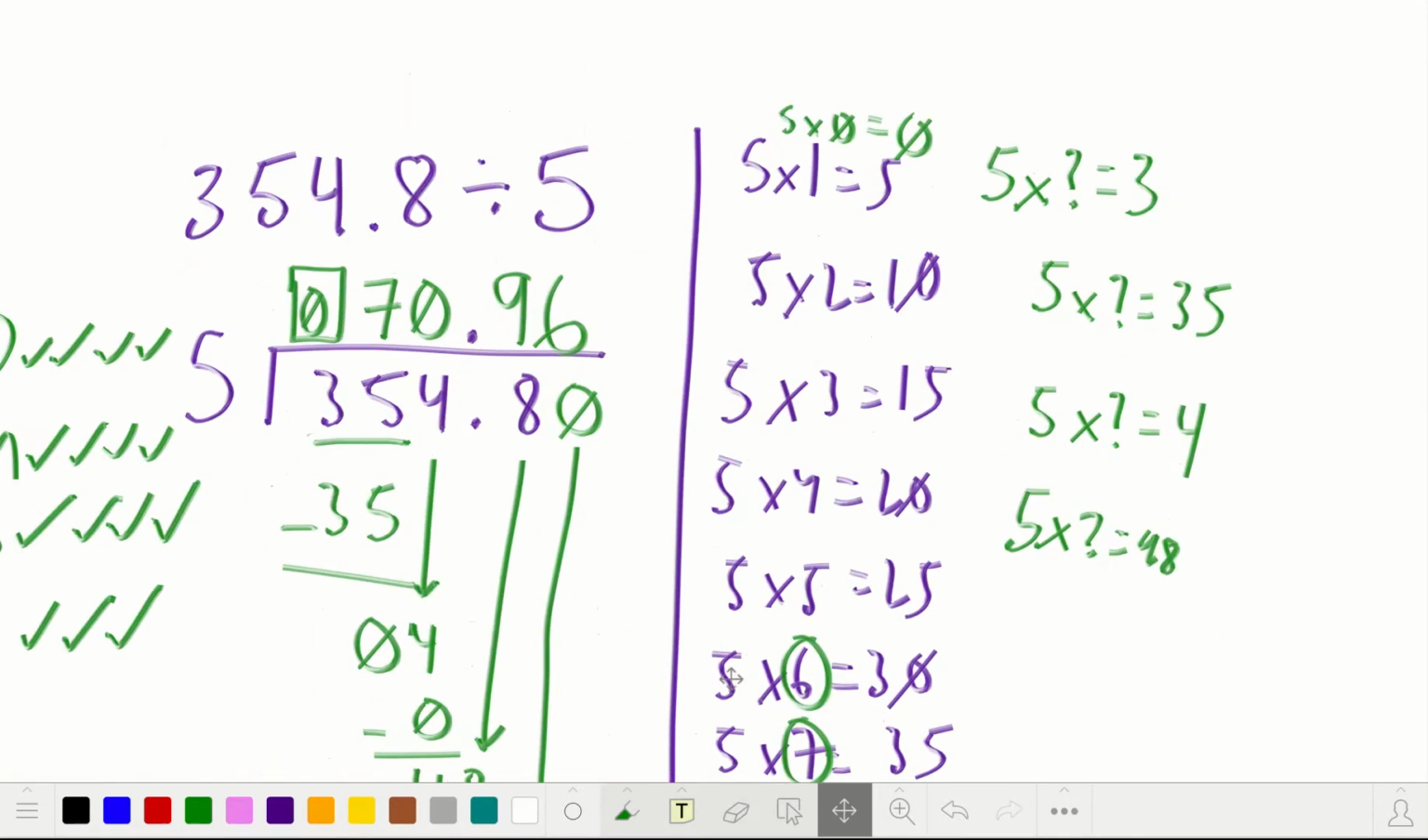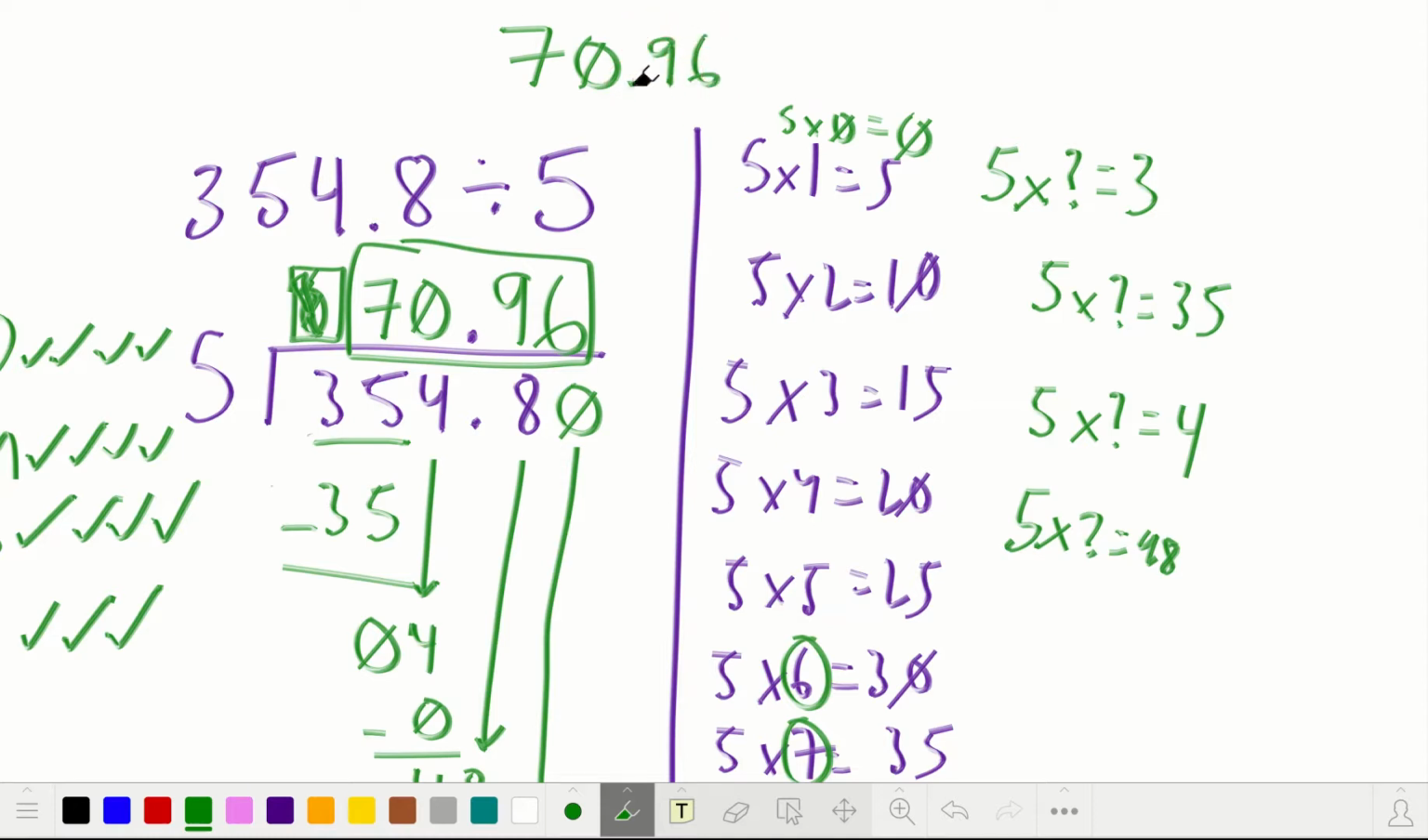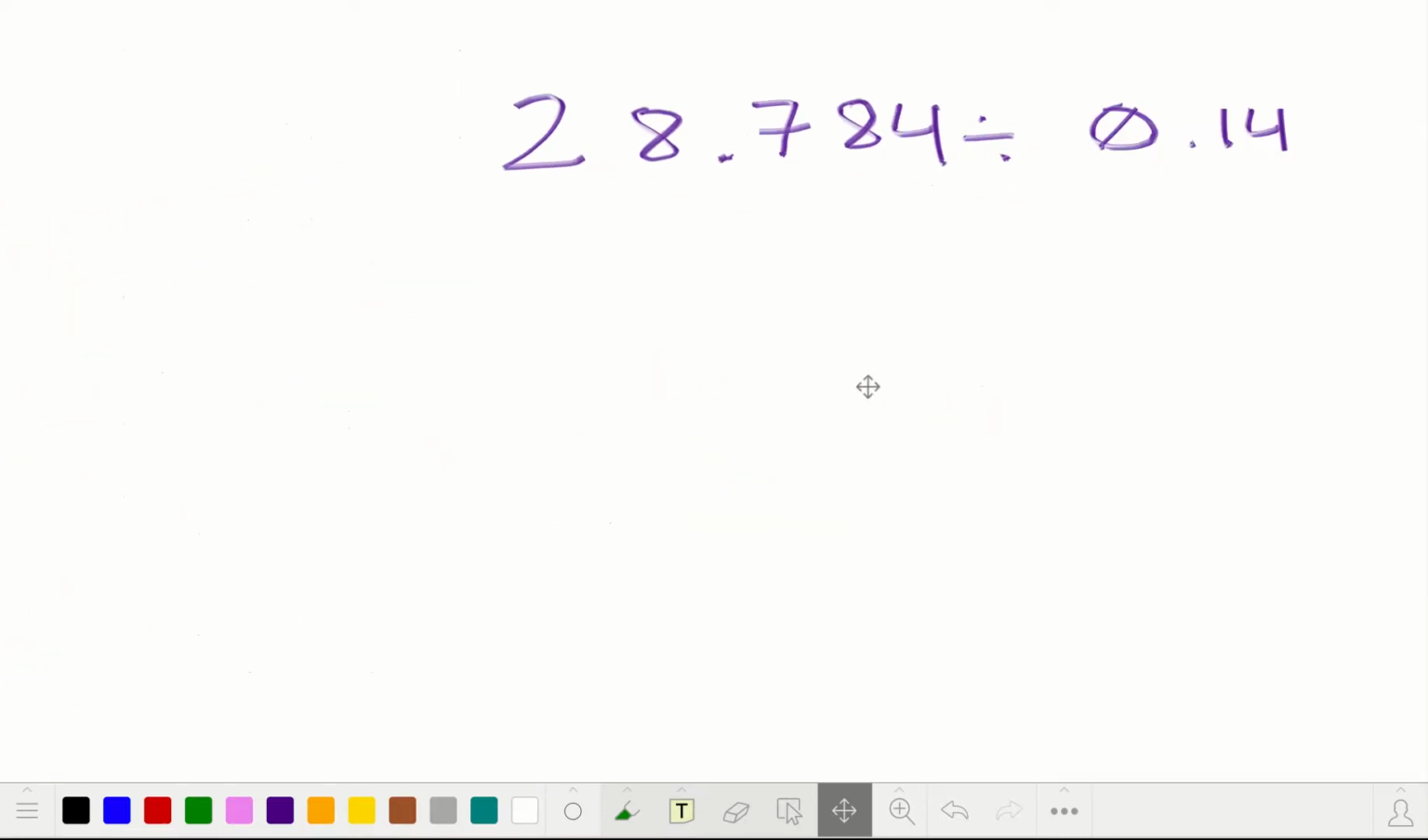Oh, and our final quotient right here is 70 and 96 hundredths. Don't include any of the zeros in the front right there. They don't matter. They're just a place. They're just holding a spot for you so that you don't put a number over there by accident. So on Formative, you would actually type in 70.96, and that should get you the right answer. All right, let's try another problem.